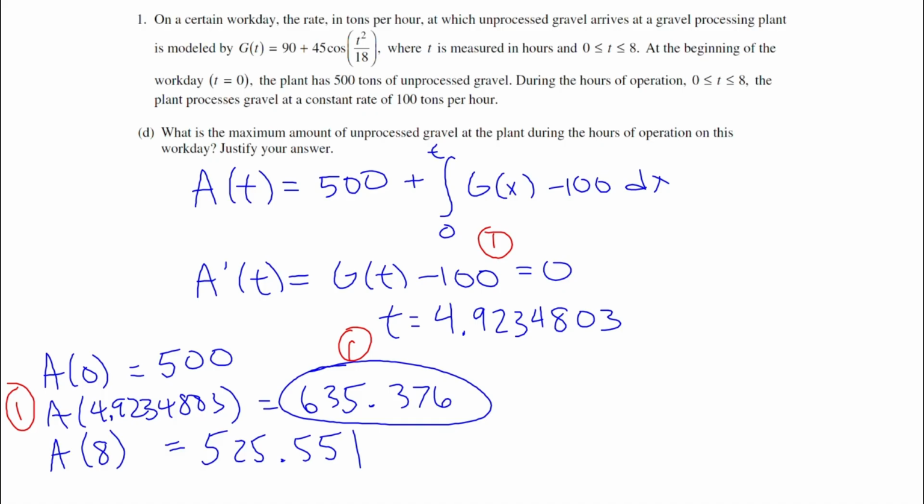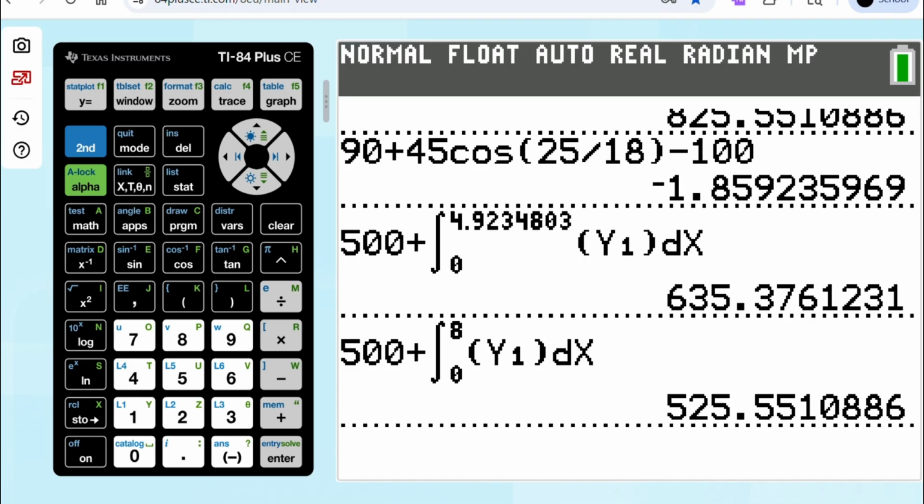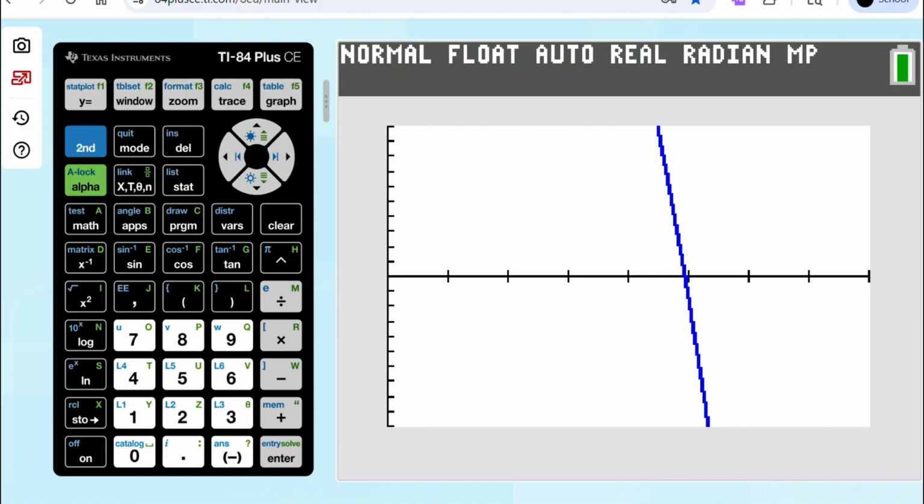Now, you could have also only looked for the value at the critical value, because if we look at our graph, we knew that the derivative, we graphed the derivative here, right? G minus 100. We knew that the derivative was positive for that whole first portion, and then it was negative for everything after that. And so if the derivative is positive, then the function is increasing, and if the derivative is negative, the function is decreasing.